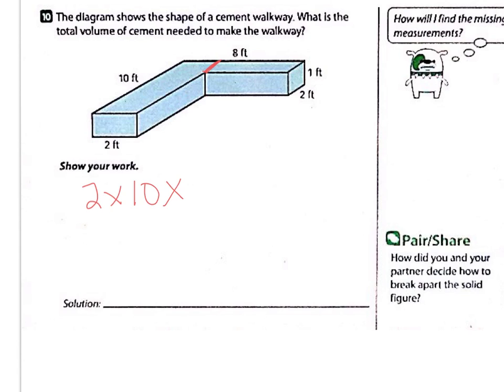I don't see any height measurements over here, so I'm going to look on the other part of the shape, and I see that this is where we typically see height. There's my height measurement. So 2 by 10 by 1. 2 times 10 is 20, times 1 is 20 cubic feet. Okay, so I know the volume of this shape right here is 20 cubic feet. Okay, let's look at this shape now. Let's look at the length, the width, and the height.